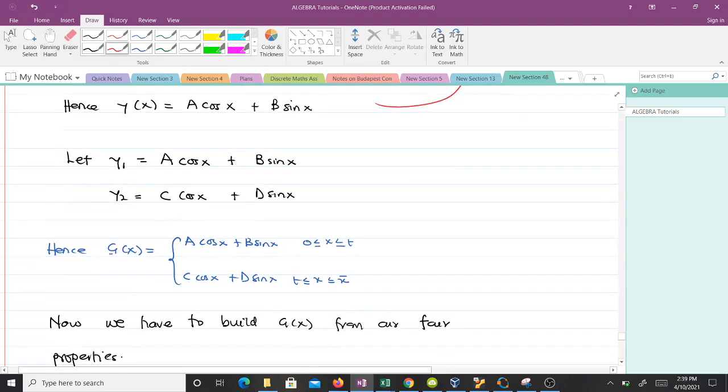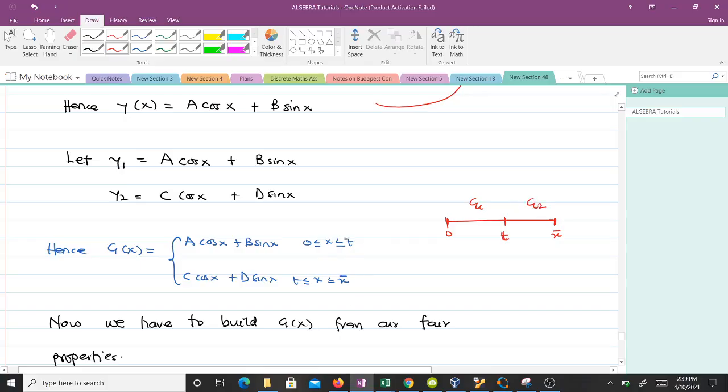So what this means is that we are going to have g of x to be equal to a cos x plus b sine x, with x lying between 0 and t. You could see that we started from 0 and ended at pi. So we are creating a point of discontinuity here, so that everything here will be g1 and everything here will be g2. That is what we've done here.